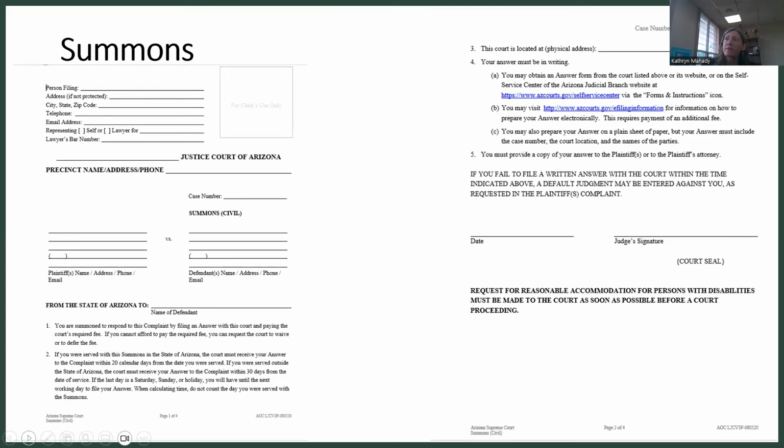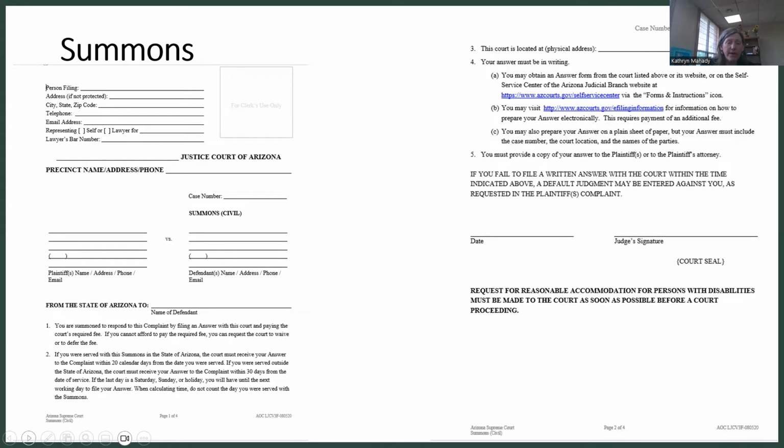This is the document that the court issues. You still write in all your information and the court information and the plaintiff's name, defendant's name and address. All you're really doing is helping the court issue this summons by giving this information. The summons is notice to the defendant that they're being sued. And the defendant needs to file an answer, and we'll get to that in a second, to avoid being defaulted.